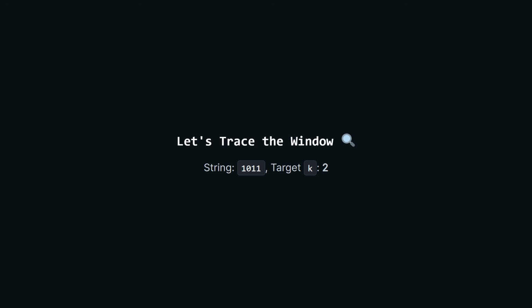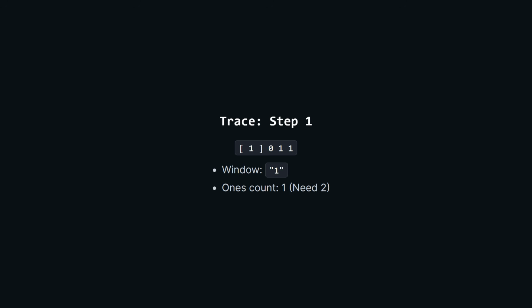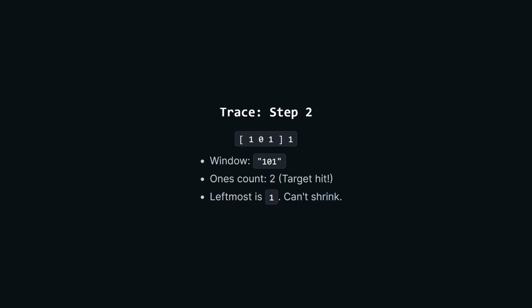To make this crystal clear, let's quickly trace how this window moves on our simple example. We start at the first character. Our window has one 1 inside it, but we need two, so we keep expanding. We expand until we hit the next one. Now our window is 101. We have exactly two ones, and we can't shrink from the left because we'd lose our first one. This is our best answer so far.